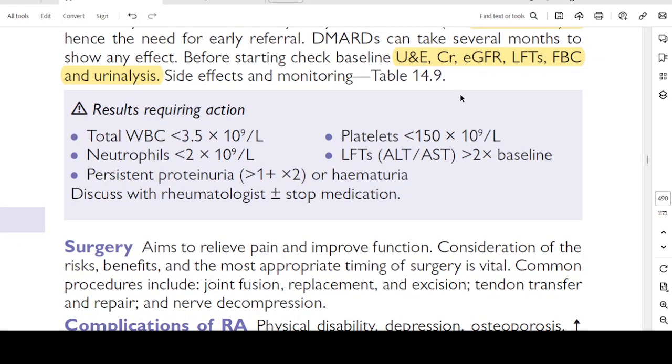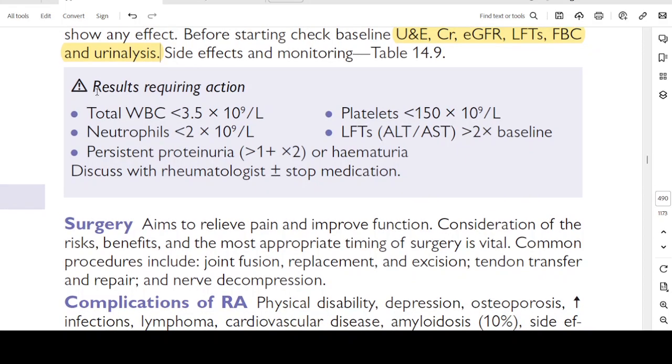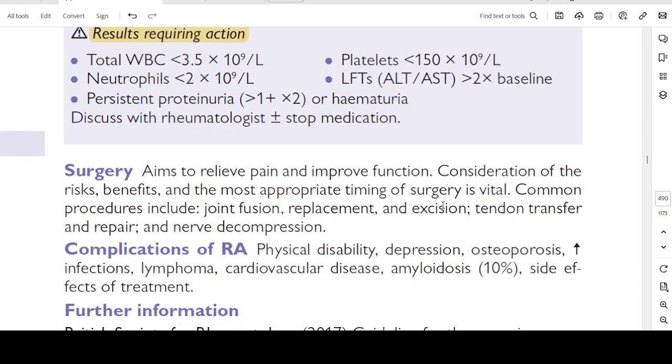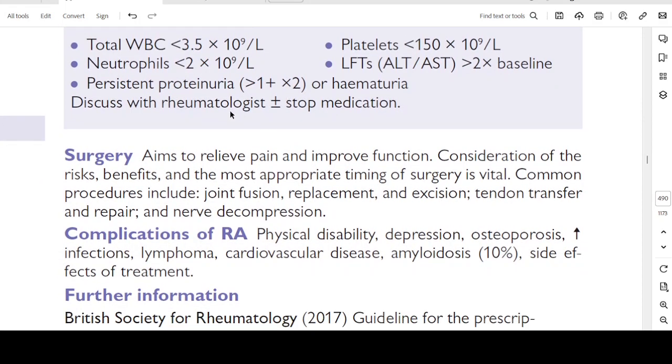Side effects and monitoring, table 14.9. Results requiring action: if the total WBC count is less than 3.5, if the neutrophils are less than 2, if there is persistent proteinuria, that is more than 1 plus on 2 samples, or hematuria, platelets less than 150, or LFTs, ALT or AST, more than 2 times the baseline. Discuss with the rheumatologist and then either stop the medication.